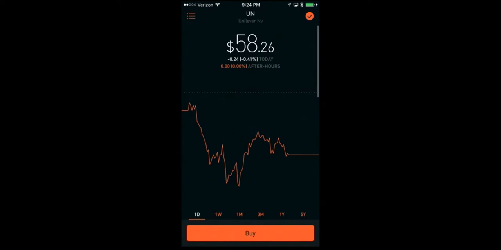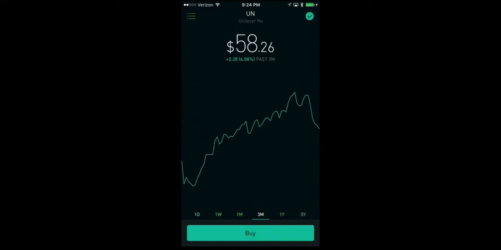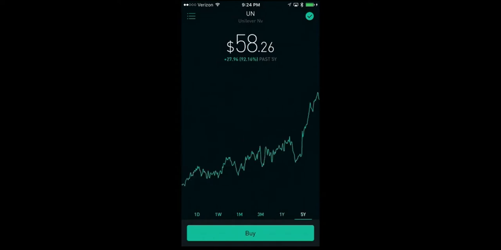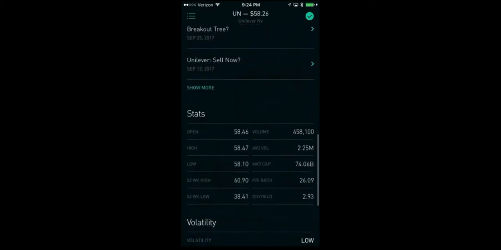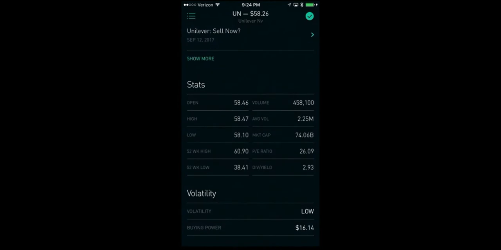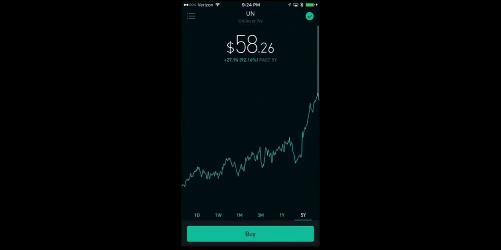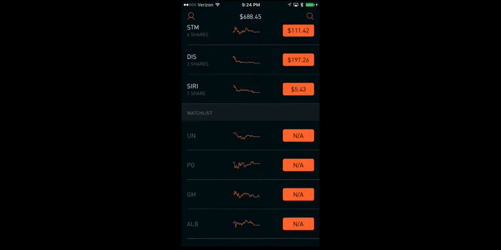Currently Unilever is down today, as with a lot of stocks today. But you start looking at 3 month, 4%, 1 year, 31%, and the 5 year up 92%. So Unilever is a large market cap company, $74 billion, does have a dividend yield of 2.93, and as you can see, the 52-week, it's up over $20. So not a bad stock to hold on to for a long period of time. Unilever is definitely not going to go anywhere. The product lines that they have are really great product lines, and they're going to consistently be used.